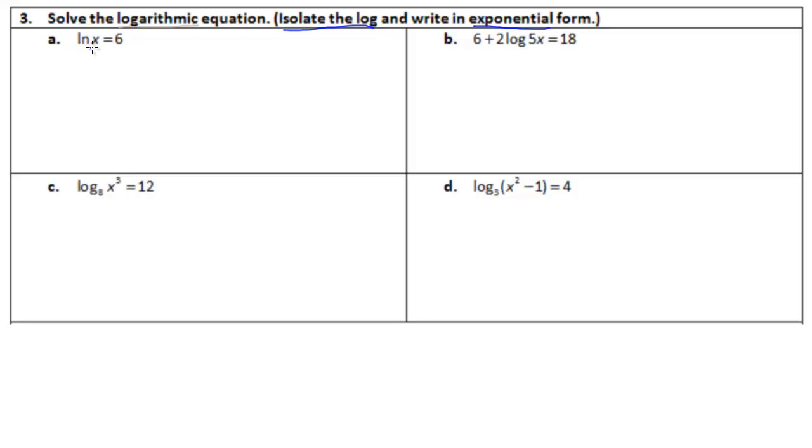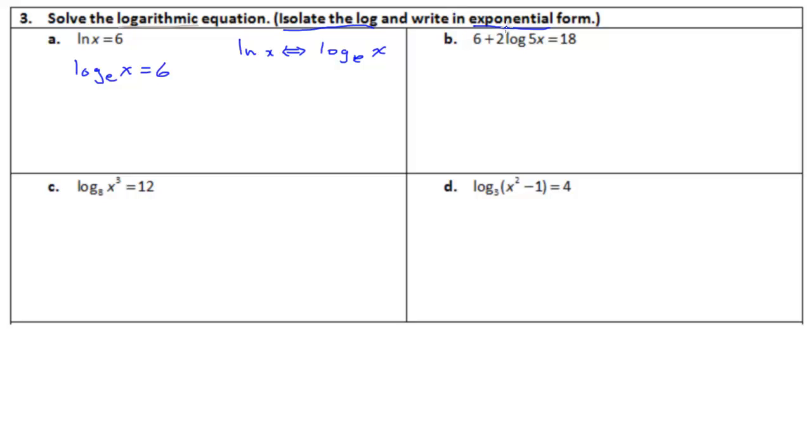So in this first equation, it's the natural log of x equals 6, and we need to solve for x. Just as an aside, the natural log of x is equivalent to saying the base of the natural logs is e. So you could rewrite this expression as log base e of x. These are the same. So let's just do that. Log base e of x equals 6.